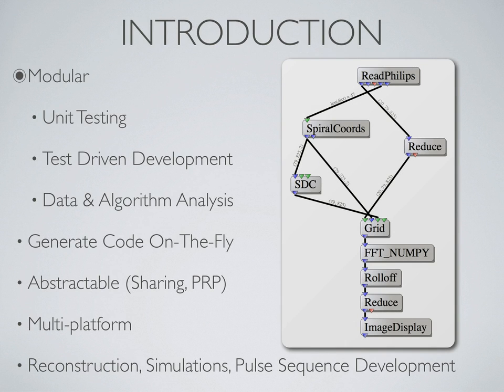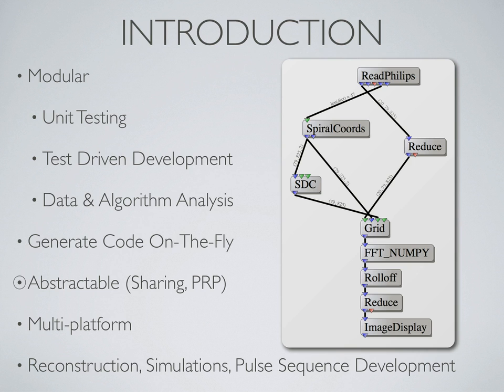As you develop an algorithm in GPI, you'll tend to reuse existing nodes as opposed to rewriting them, which further enforces modularity and is one of the benefits of modularity. The modular design and graphical interface make it easy to perform unit testing, test-driven development, data, and algorithm analysis as a natural side effect. You can generate algorithms on the fly with existing nodes, and some nodes allow you to program code directly in their widget interface, allowing you to make small adjustments without having to create a new node.